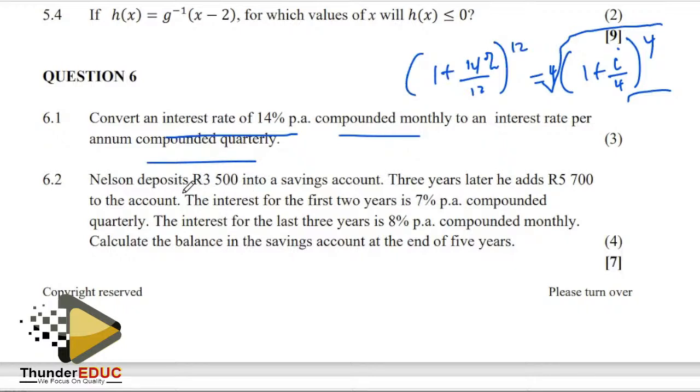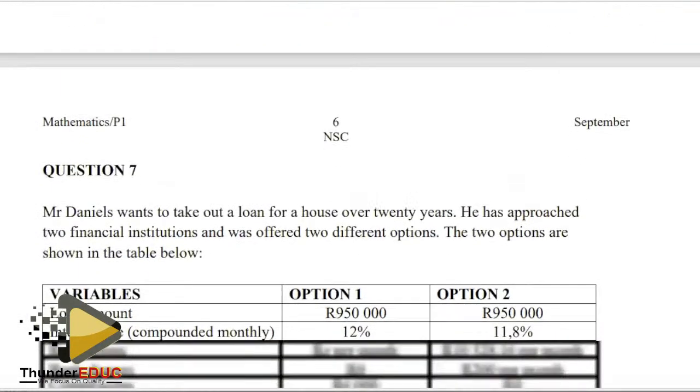6.2. This person deposits this into an account. 3 years later, he adds. Which means there is inconsistency. 3 years later, the interest for the first 2 years changes, and the last 3 years. So in this case, we're going to use what we call the timelines, grade 11 aspects, to work this out. And then 6 point next. Oh, there's no 6 point next.